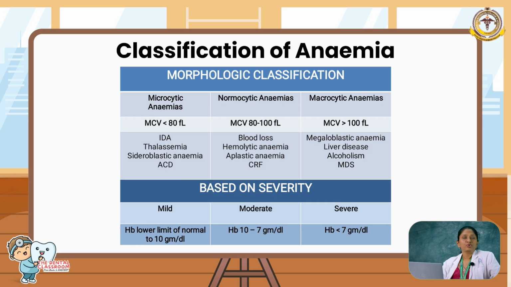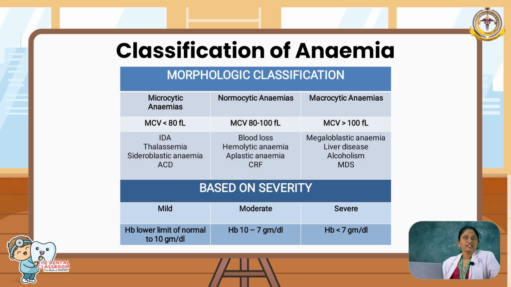The prototype for microcytic anemia is iron deficiency anemia. In addition, we can have thalassemia and sideroblastic anemia also presenting with microcytes. Normocytic anemias are mostly because of blood loss. Macrocytic anemias, the prototype is megaloblastic anemia. In addition, liver disease, hypothyroidism as well as alcoholism can produce macrocytic anemias.